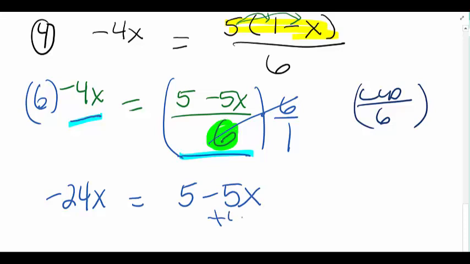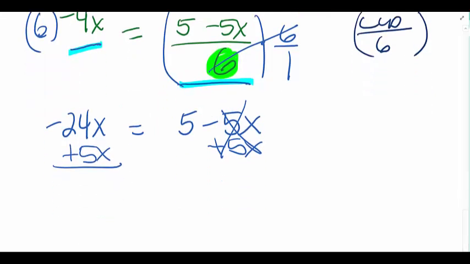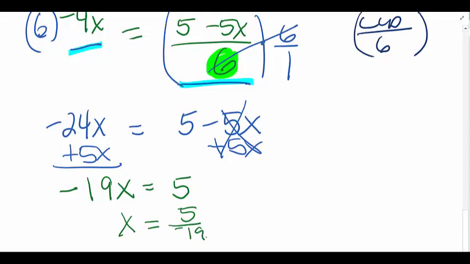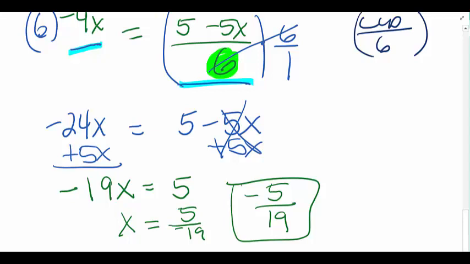I now collect my like terms on both sides. These cancel. And that's going to give me negative 24 plus 5, which means I'm going to subtract and keep the sign of the larger. And then I will divide by the negative 19. We never generally leave the negative in the denominator. We generally put the negative on top or out in front. Write your LCD down. Make sure you're clear on how many terms you have.